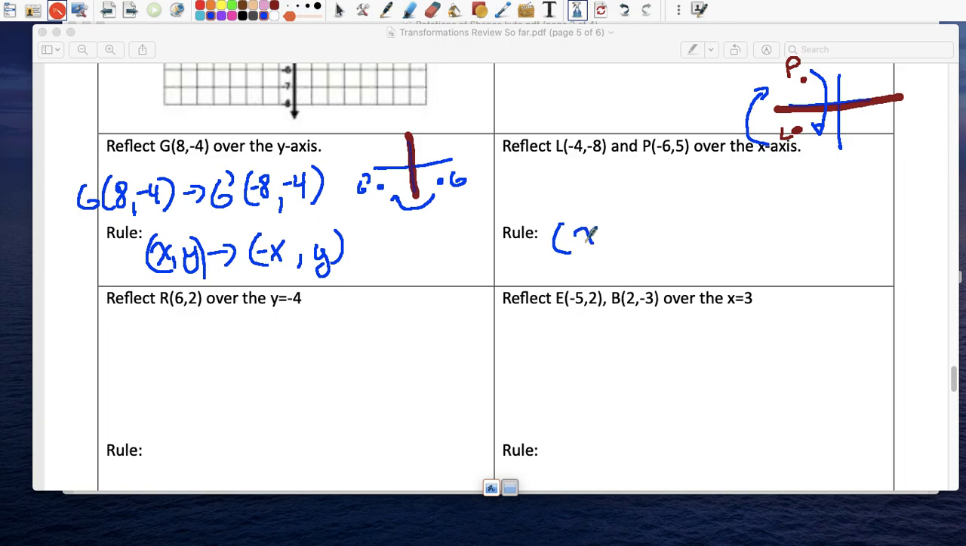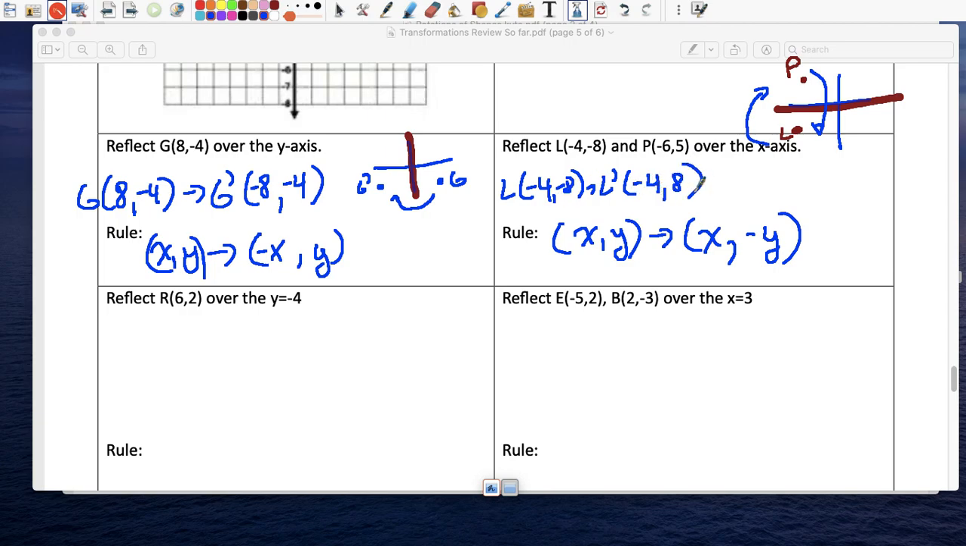If you're reflecting over the x-axis, your x value stays the same because you're not shifting left and right, but your y value is going to be negated. That's how simple that is. So if you look at point L, it's (-4, -8). L prime: don't touch the x, which is -4, but -8 becomes positive 8. So that's the first one.